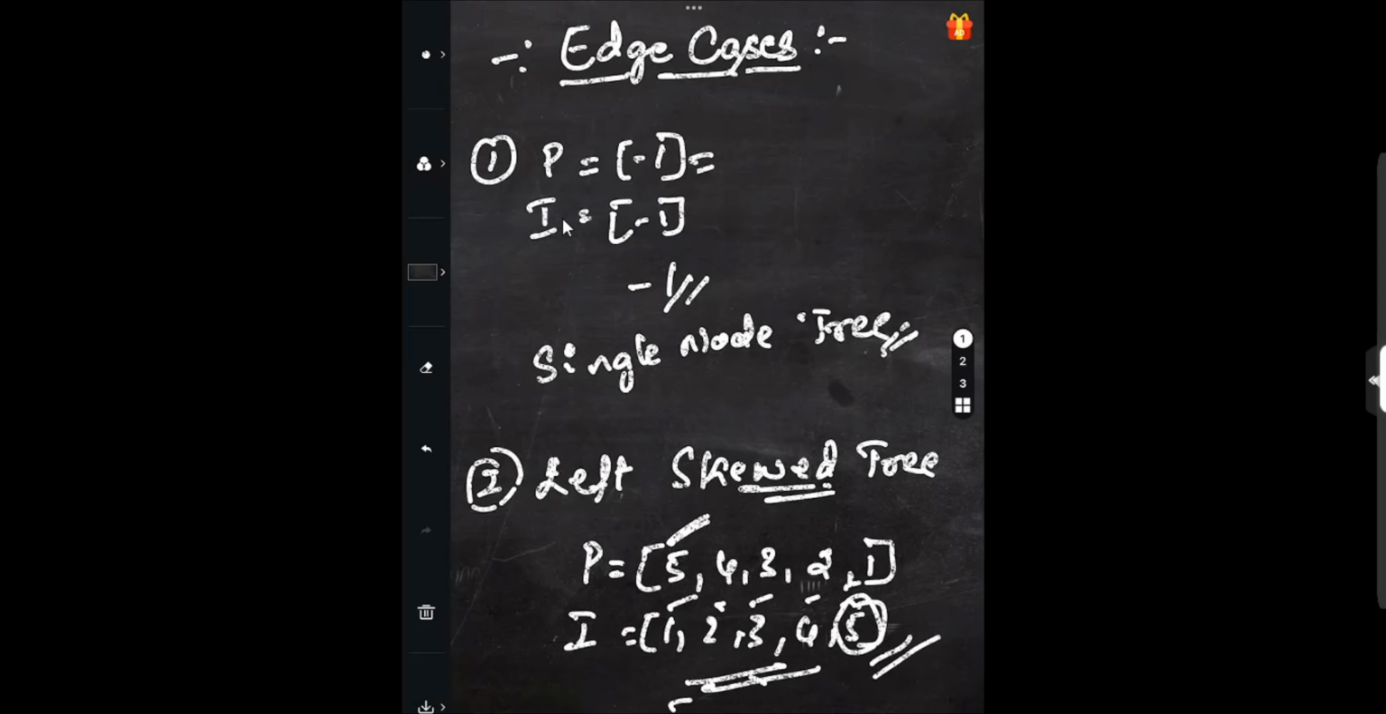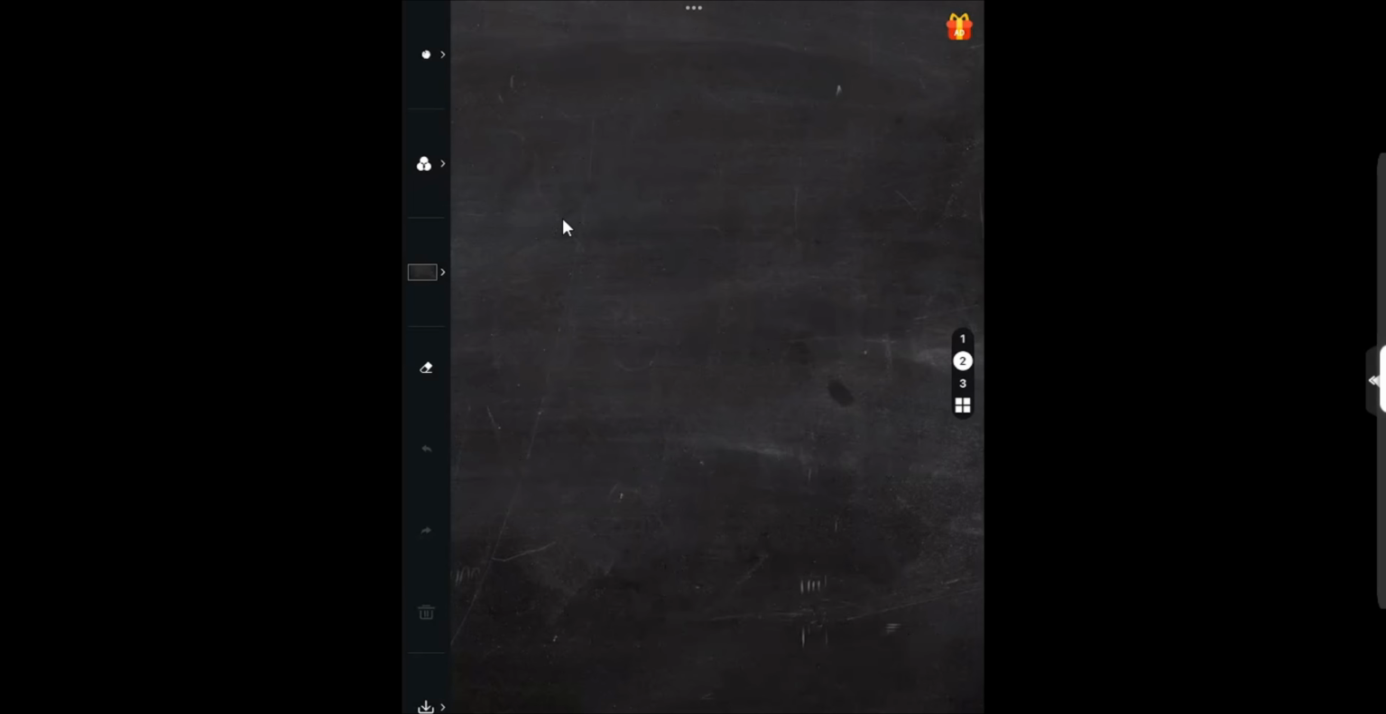Now the left subtree should be 1, 2, 3, 4. In this case, there is no right subtree at all, right? So how can we write this one? This will be 5, 4, 3, 2, 1. This is nothing but the 5, 4, 3, 2, 1. This is correct, right? Yeah. This is for the condition left skewed tree.